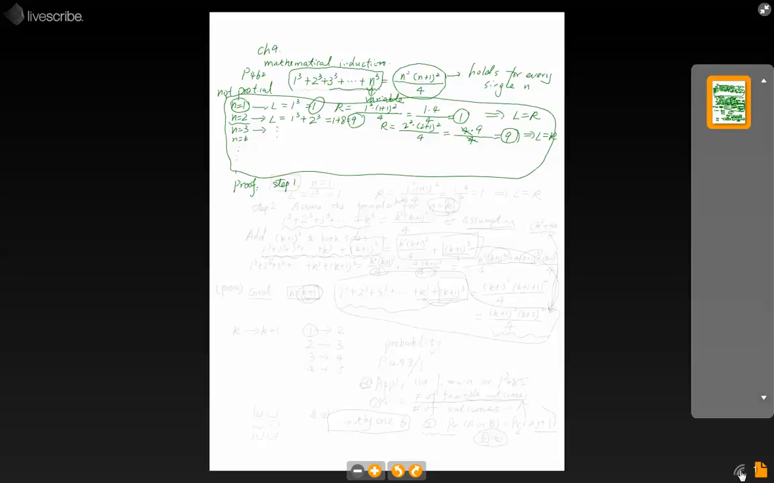So for a particular one, usually we pick the very bottom one. For example, n starts from 1, so I let n equal 1. And I checked both sides, like I did.